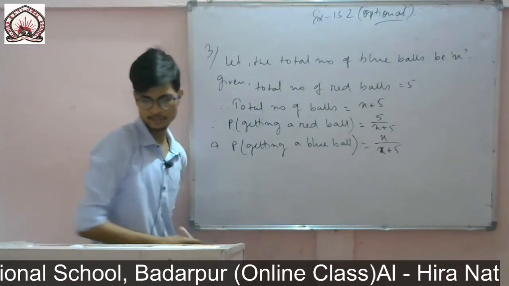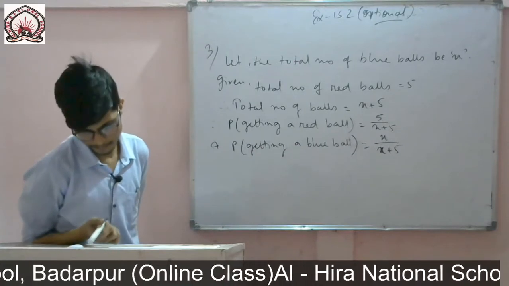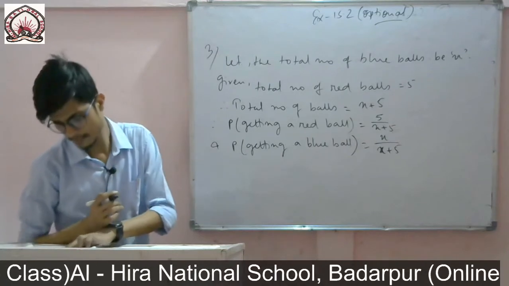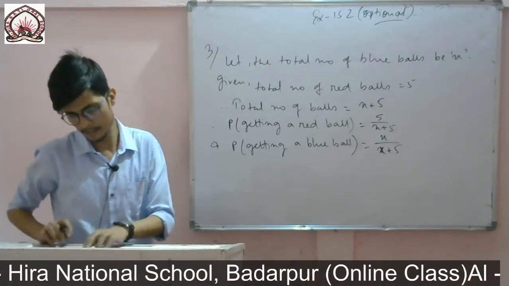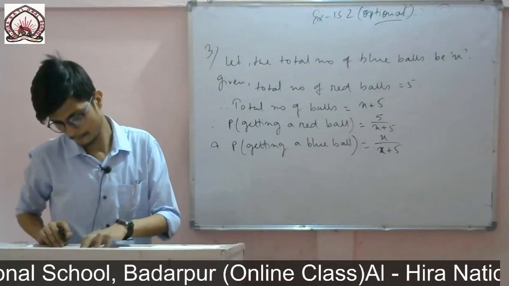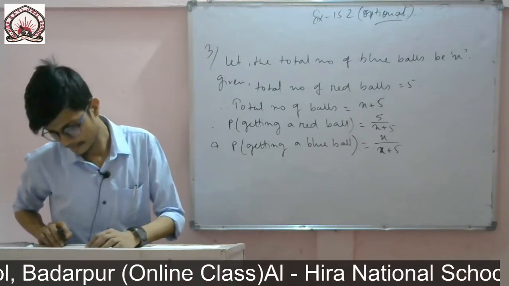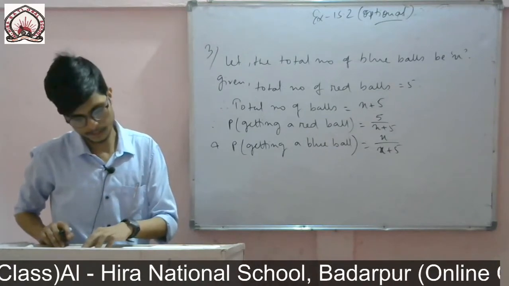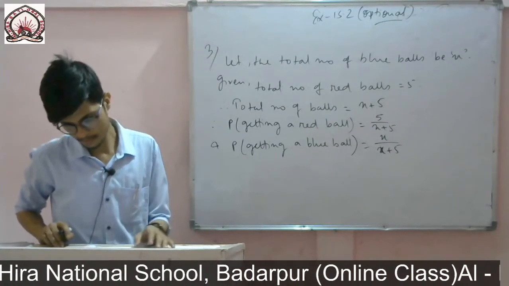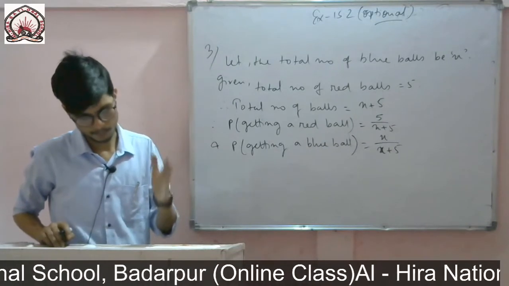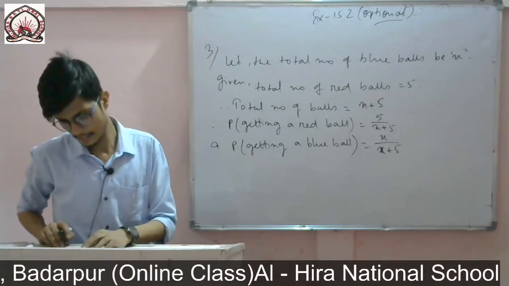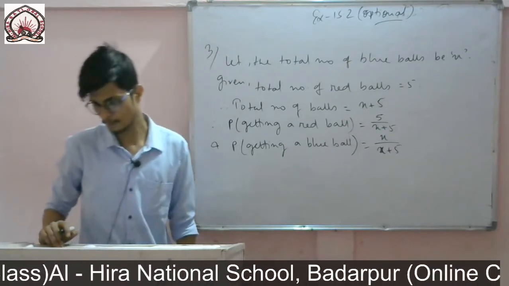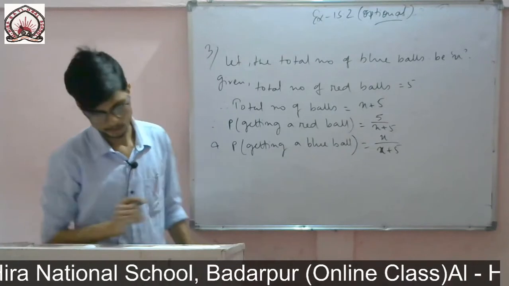But according to the question, it is given that the probability of drawing a blue ball is double that of the red ball. So if I simply double the probability of the blue balls, the probability of the blue ball will be double that of the red ball, and then the question is to find the value. So we'll double it.